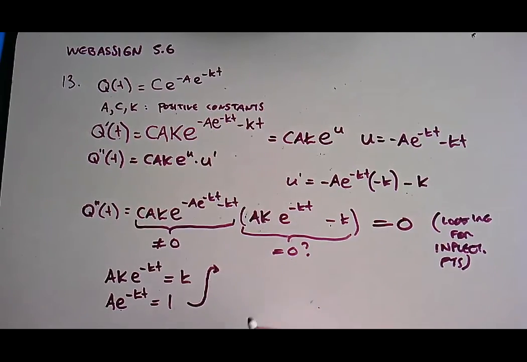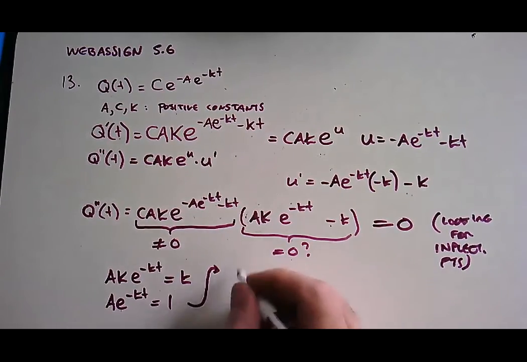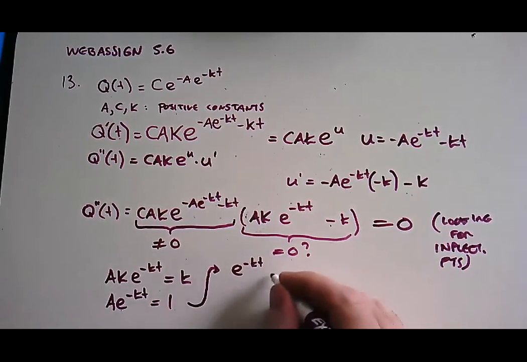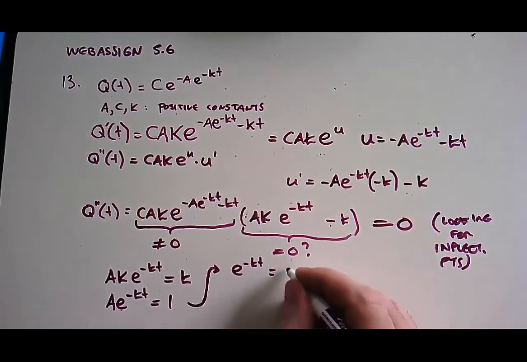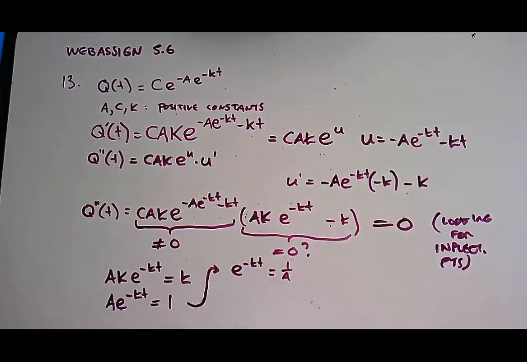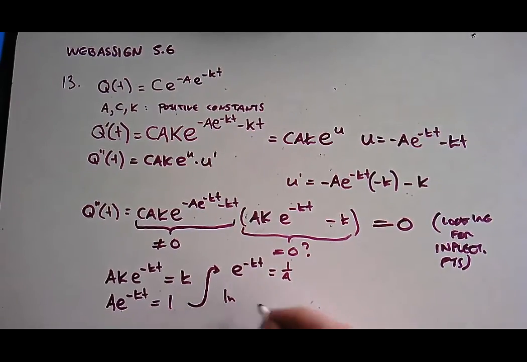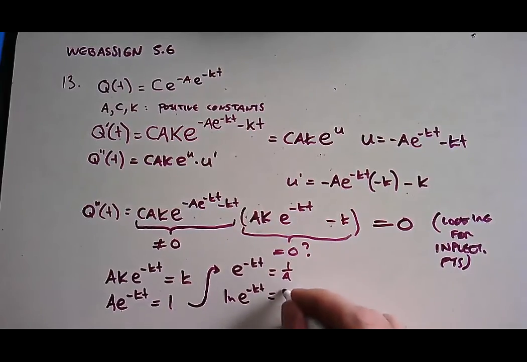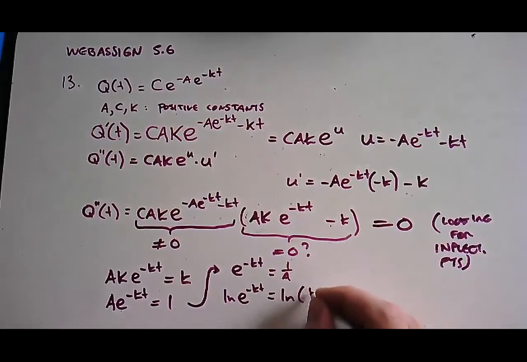Okay, so in order for that to happen, we would have to have e to the negative kt equal 1 over a if we divide both sides by a. So e to the negative kt equals 1 over a. And now remember, our only variable here, our independent variable, is t. So we're trying to solve this equation for t. In order to do that, let me take the natural log of both sides. So the natural log of e to the negative kt should equal the natural log of 1 over a.